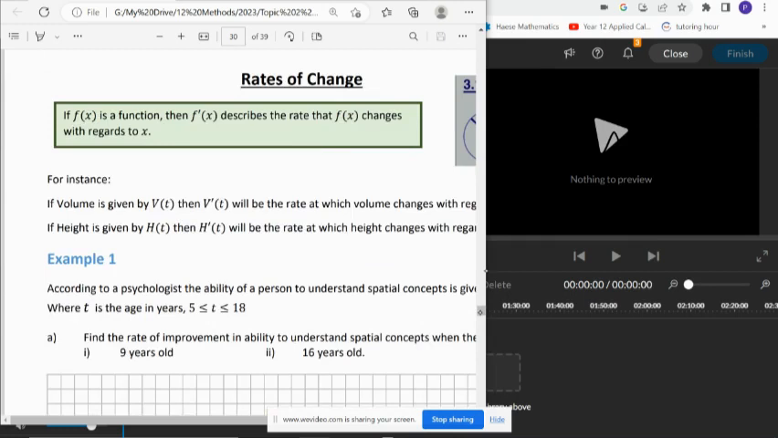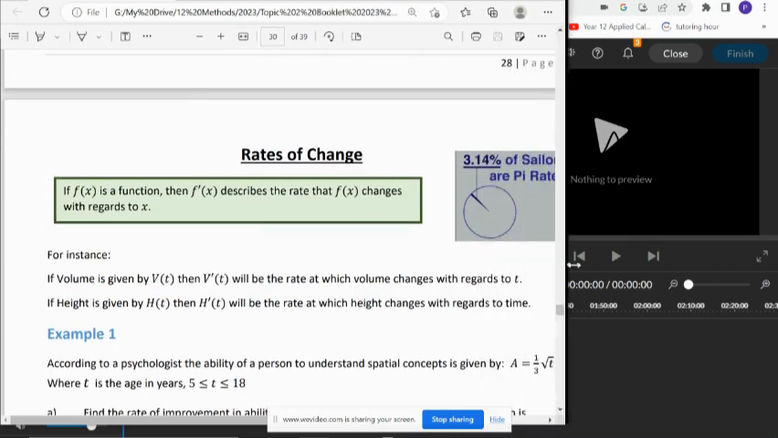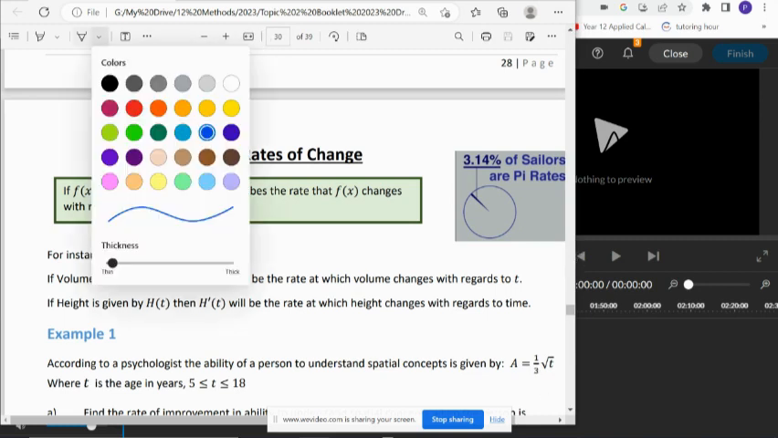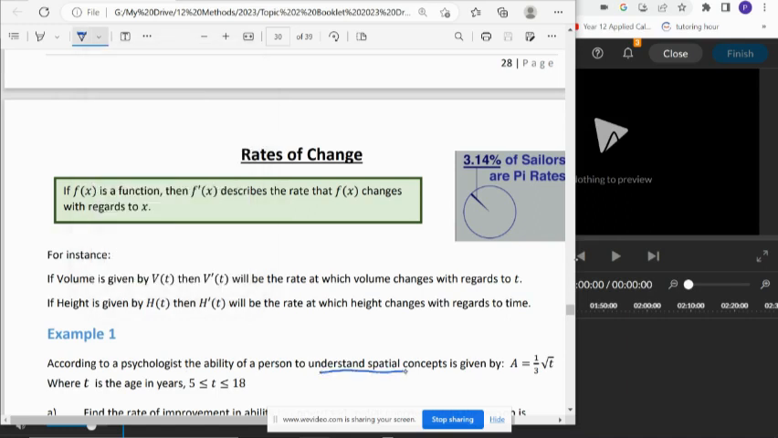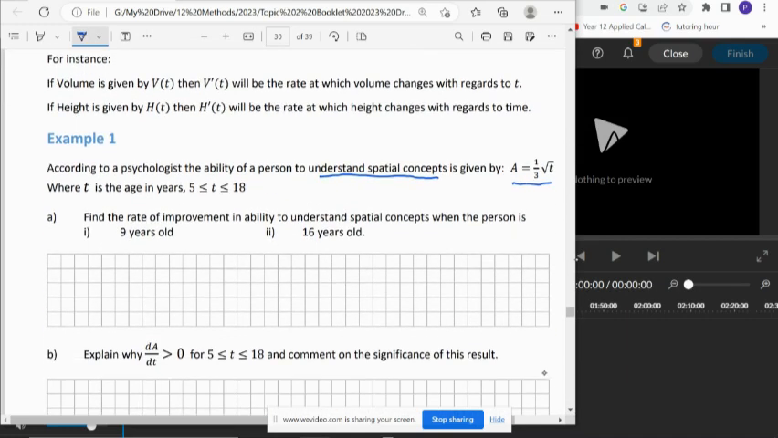I'll just move that down again, guys, across. And we're given a function, so we'll get started with that. So the psychologist says that we have something about spatial concepts. It's not a great example, but we'll look at the functions. So the ability to understand them is using this function there.